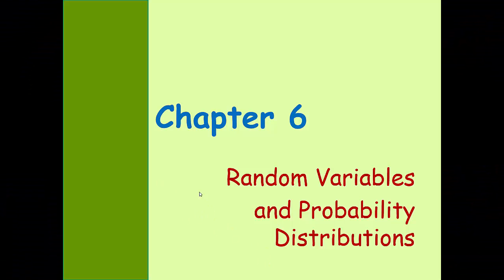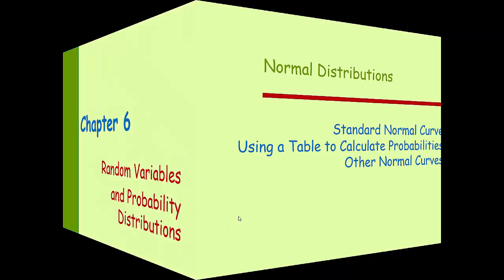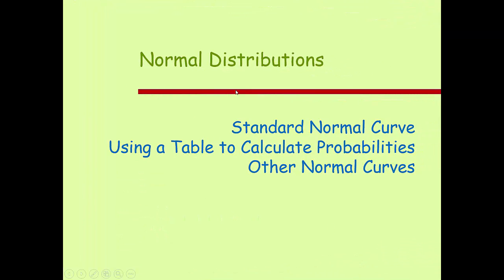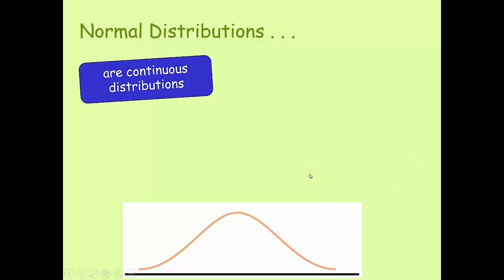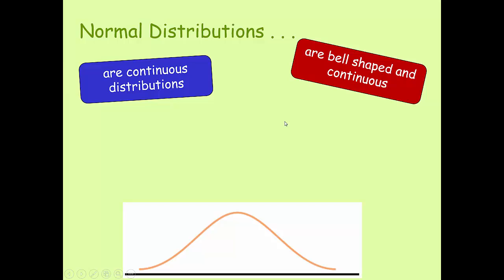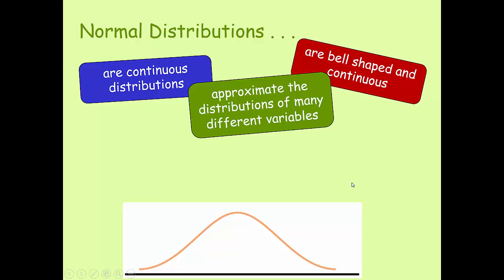Let's talk about random variables and probability distributions for normal distributions. A normal distribution is continuous, so we're talking about continuous variables. And when you plot the data, remember under here are a whole bunch of rectangles. When you plot them, they are bell-shaped and continuous, and they approximate the distributions of many different variables.